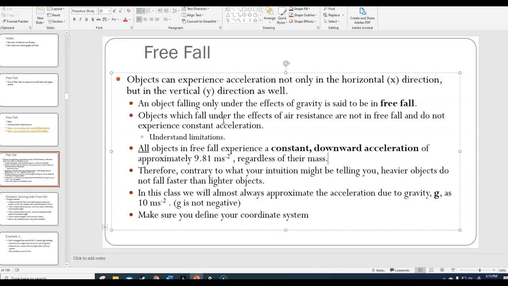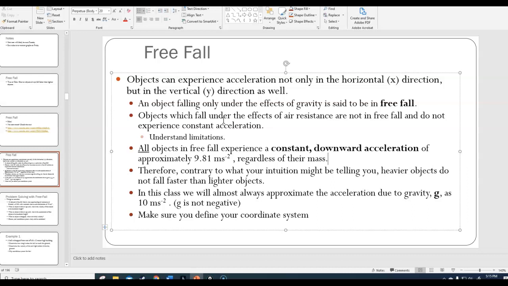I'm also, by the way, not going to tell you that that is a negative value. The acceleration due to gravity, the direction is down. Whether that's positive or negative really just depends on the coordinate system that you define. If you define a normal coordinate system, whereby up is the positive direction and down is the negative direction, then in that situation the acceleration due to gravity would be negative.